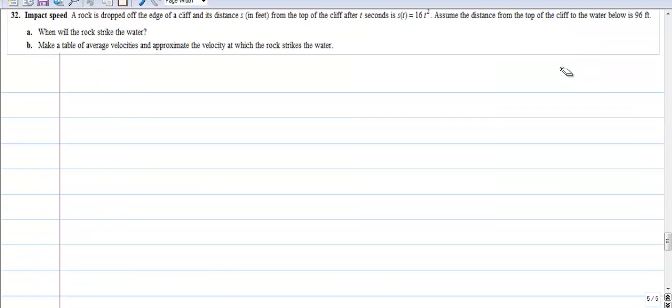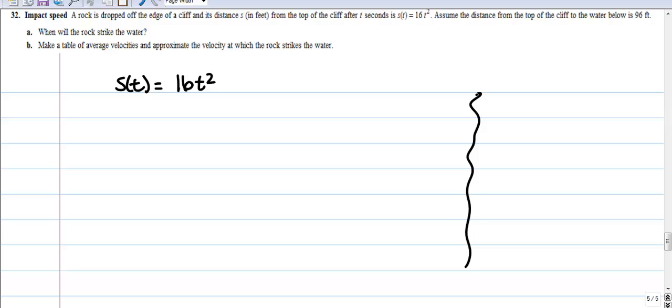The last question here, the impact speed question, says that a rock is dropped off a cliff. Sounds like fun. And the distance is given by the function s of t equals 16t squared. And assume the distance from the top of the cliff. So here's the cliff. And here's the rock. This is 96 feet. When will it strike the water?